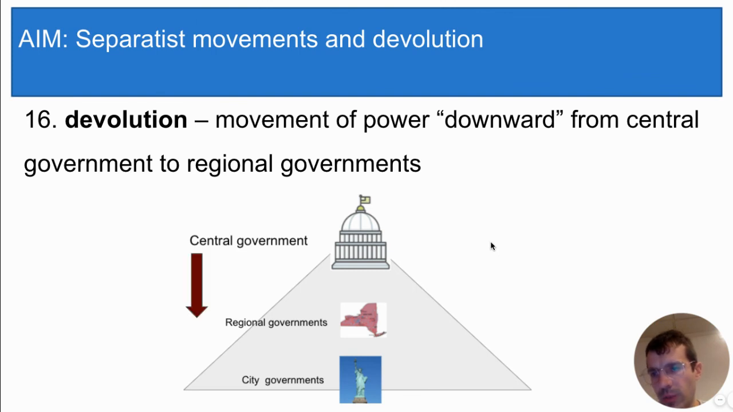This would be an example of devolution, because a power that was formerly controlled by the central government at the state level is transferred downwards and given to a regional government at the sub-state level.